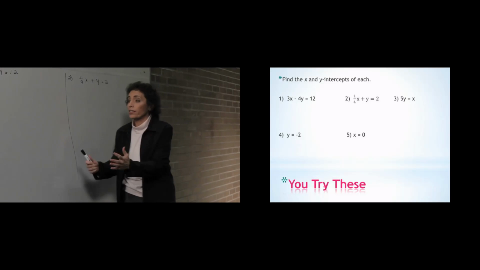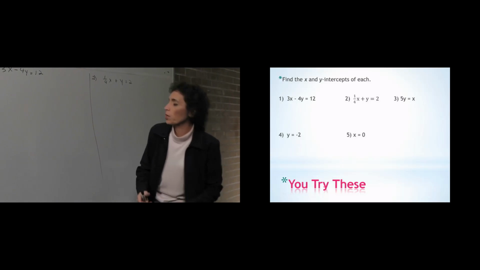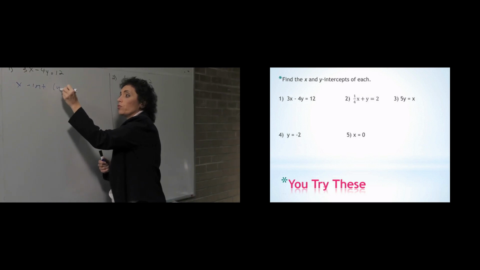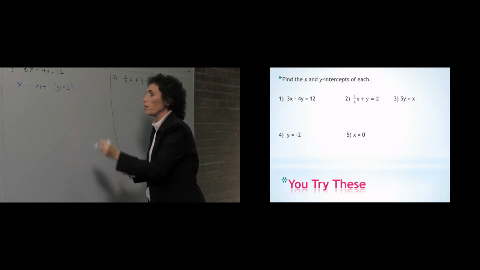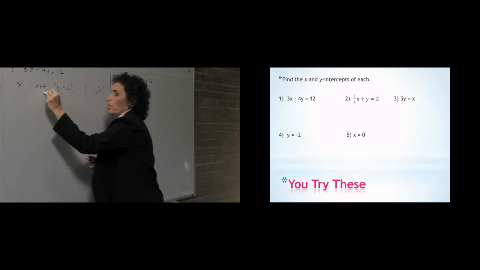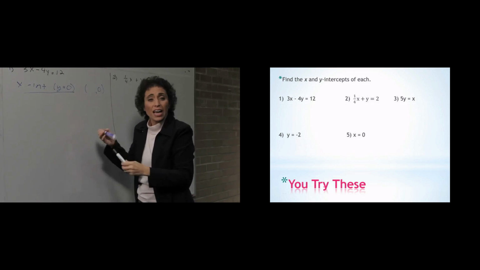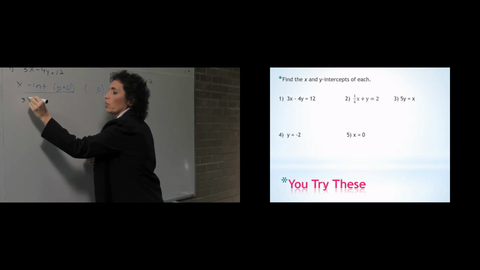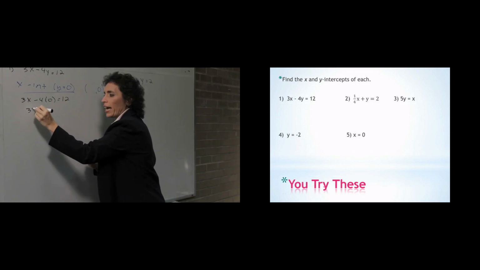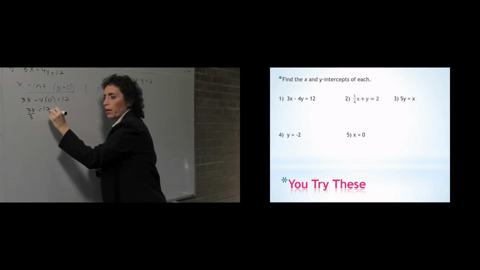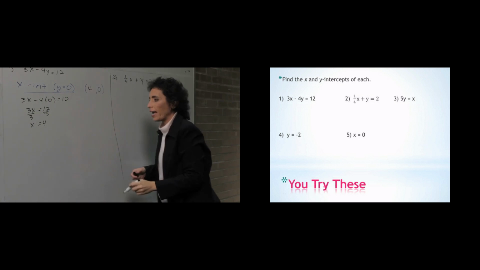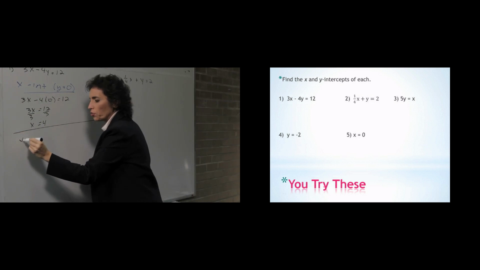Okay, let's see how you did. Here we go. We're going to find the x and y-intercepts. The first thing I'm going to do is find the x-intercept by making y equal to 0. I'm going to do this so we don't forget to do it at the end. So I have 3x, and look, I made this so nice for you. 3x minus 4 times 0 equals 12, which is 3x equals 12, which if I divide by 3, I get x equals 4. So this is 4, 0. That's my x-intercept.